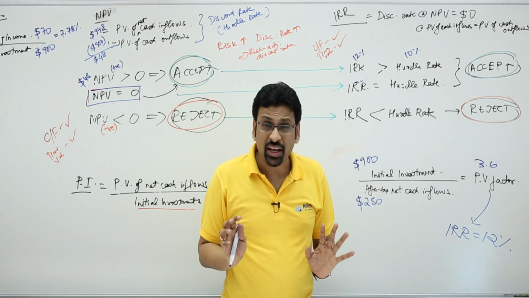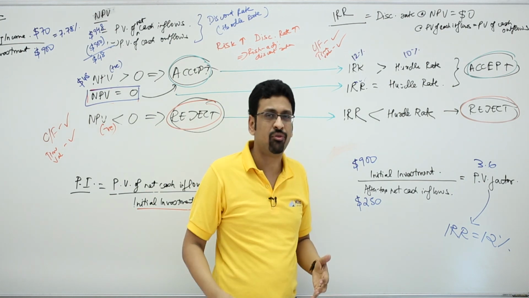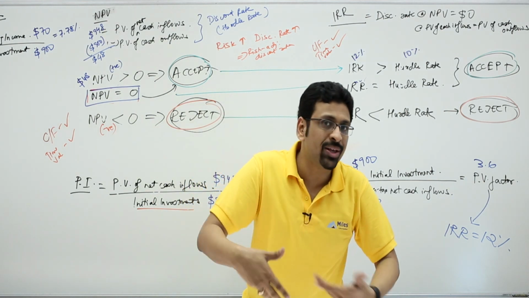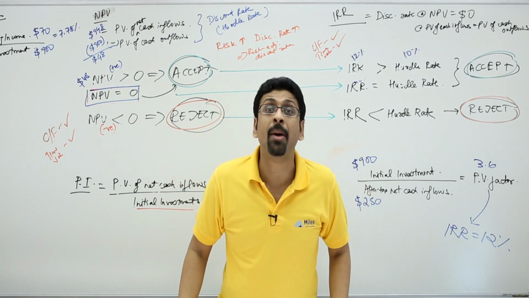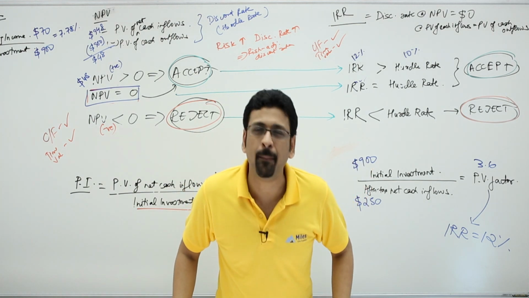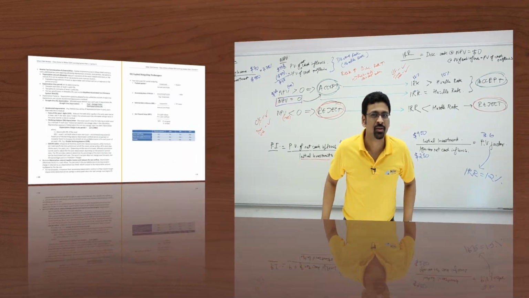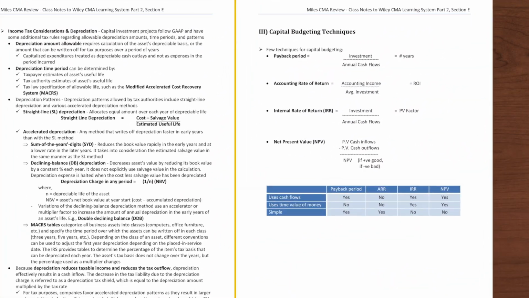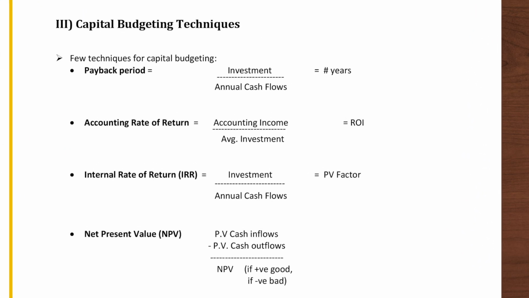So guys, calculating internal rate of return could be very simple if you have a single stream of cash flows. If it's an uneven stream of cash flows, it's really difficult to do it manually. You use Microsoft Excel for that. So guys, this is all about capital budgeting, and I'm sure you guys had a lot of fun on this. Let's quickly recap on all the capital budgeting techniques on page 11.